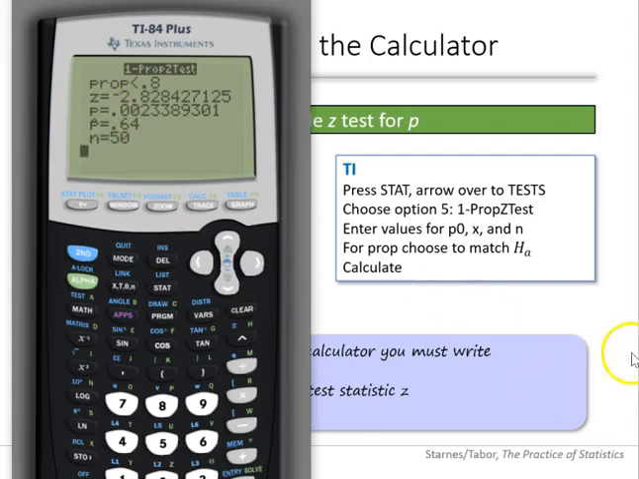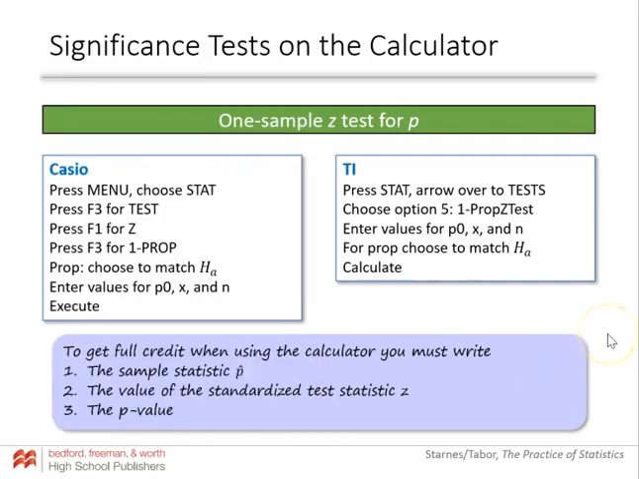All right, so if you're going to use the calculator, which I would recommend because it's just so much faster, you have to make sure that you write down all three of these things. If you don't, you will not receive full credit either on our testing class or the AP exam.